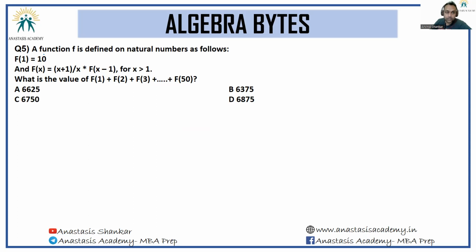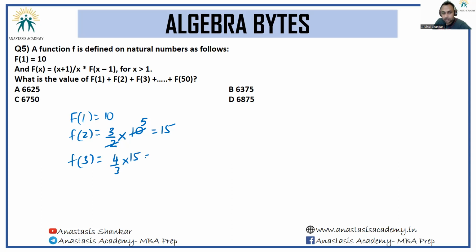Last question. A function f is defined on natural numbers as follows. f(1) is equal to 10. f(x) is equal to (x plus 1) by x into f(x minus 1). So let's see, f(1) is equal to 10. f(2) will be equal to 3 by 2 into 10, so cancel, it equals 15. f(3) would be equal to 4 by 3 into 15, or this will be equal to 20.